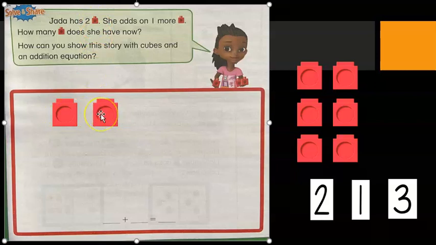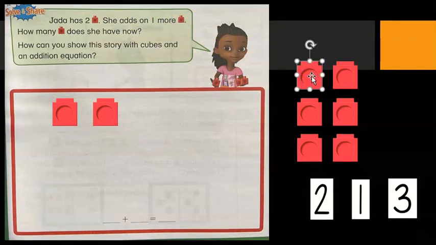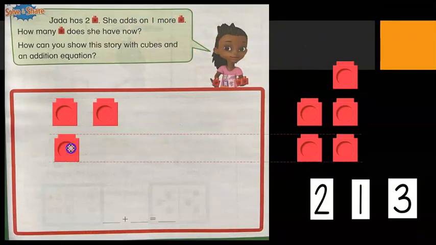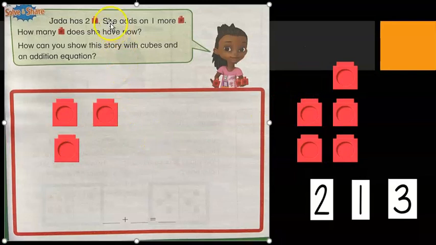Now it says here, she adds on 1 more red cube. So first graders, you're going to have to get another cube and we'll have to put another cube right there because it says she adds on 1 more red cube, okay? So here I put that red cube here. Jada has 2 red cubes. Here's the top portion where Mr. Begay put these 2 red cubes here.